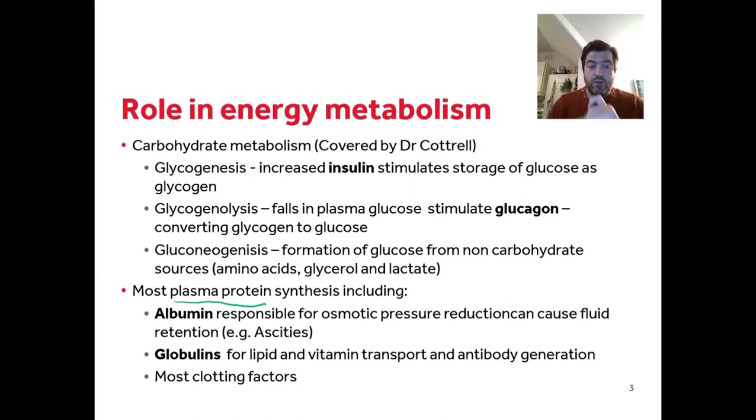The liver also produces globulins, and these globulins are proteins that are really important for both lipid and vitamin transport, as well as antibody generation. So you can see the liver has roles in nutrition there, as well as immunity. And finally, most of the clotting factors, which you will learn about in other lectures, not provided by me, are also produced by the liver, and they're the proteins that help your blood to clot.